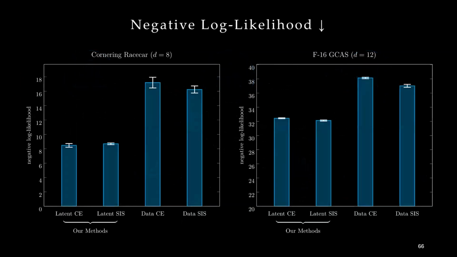So here I show some log likelihood results for the cornering race car on the left, the F-16 GCAS on the right. Our methods are both shown on the left here. We do latent space importance sampling with both the cross-entropy importance sampling method as well as sequential importance sampling. And in both cases, we obtain a lower negative log likelihood value, which means that the samples that we generate are a closer match to the true failures from the system.